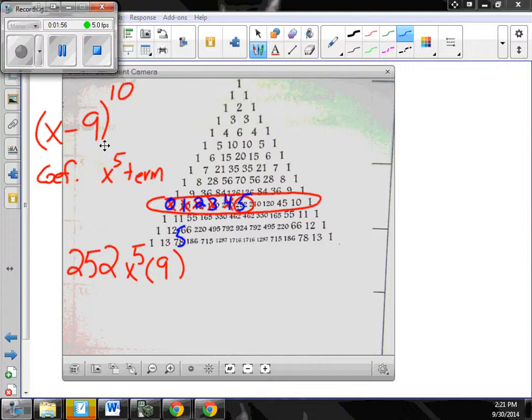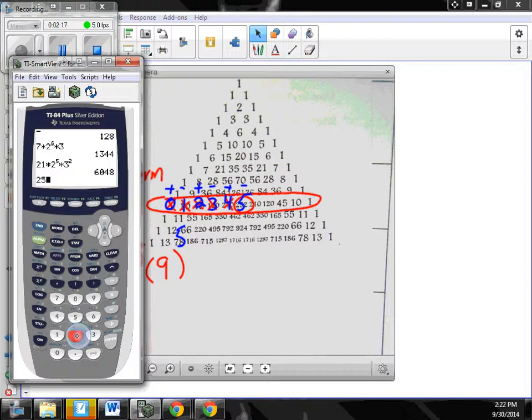What about the sign? Is it positive or is it negative? So positive, negative, positive, negative, positive, negative. Well, it's a pretty big number. 252 times 9 to the 5th. So the coefficient, wow, is negative 14,880,348.